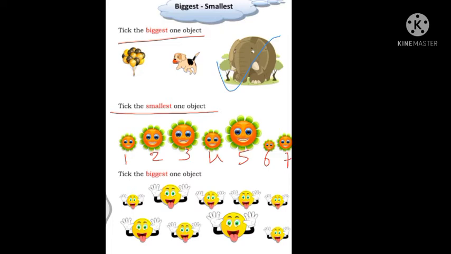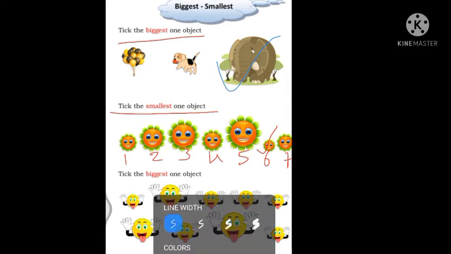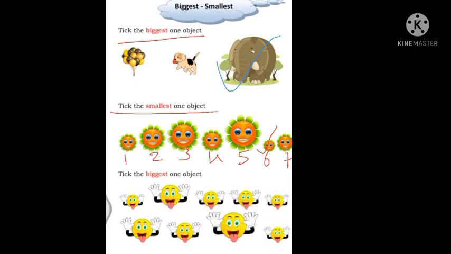So now we have to find out that which one is the smallest, यानी जो size में सबसे छोटा है. Here you can see clearly this one, sixth one is the smallest. वो सबसे छोटा है ना size में, right? So sixth one is the smallest objects among these all. Is that clear to everyone? Okay. Now students, so we have to tick the sixth one.